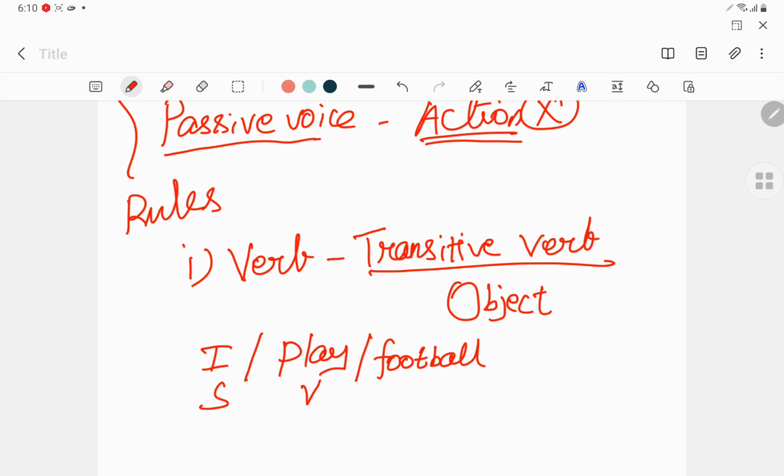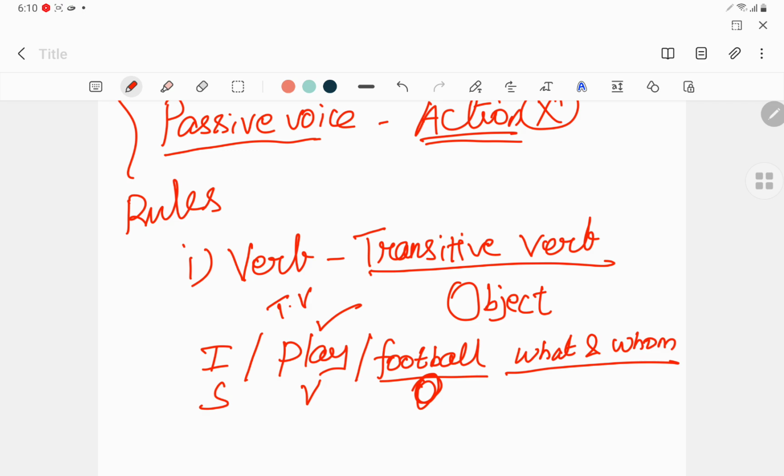What do you play? Any word that gives the answer to the question what or whom comes under the object. So here that is the object. So this is followed by a transitive verb only, because here you have an object, so that's why we are telling this is a transitive verb.